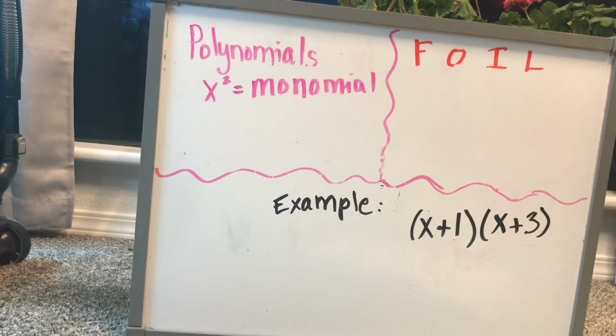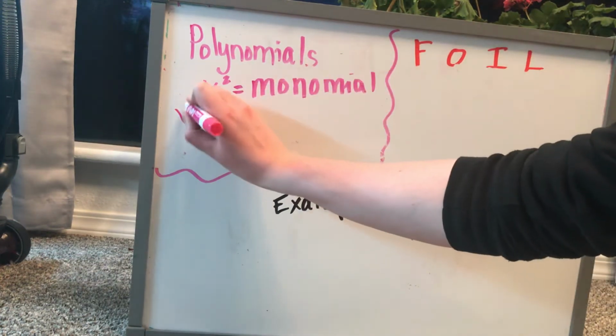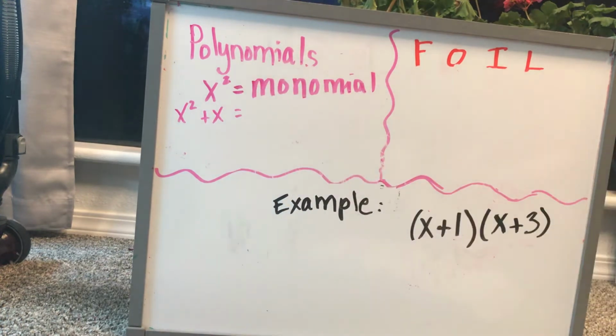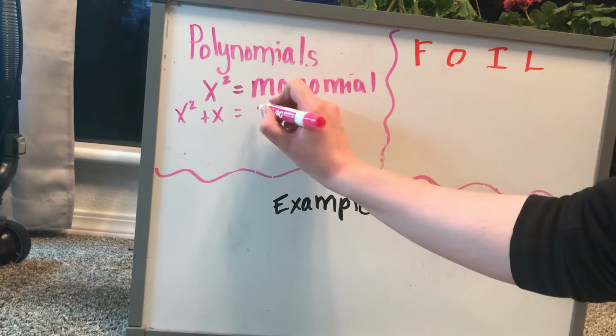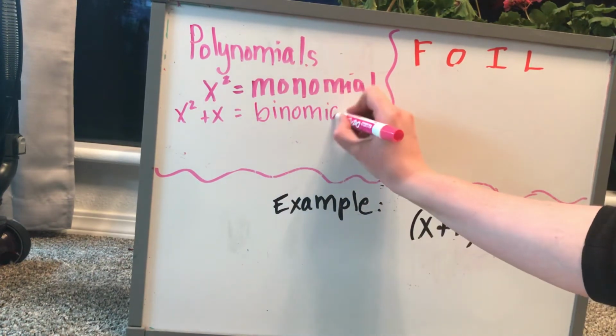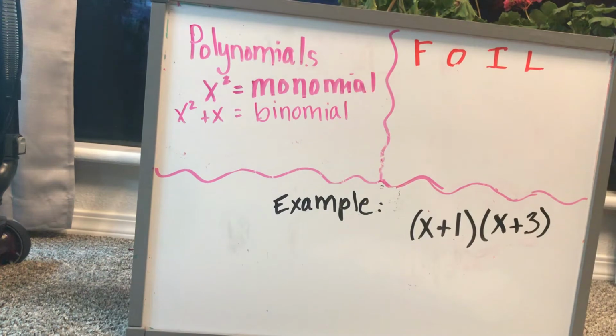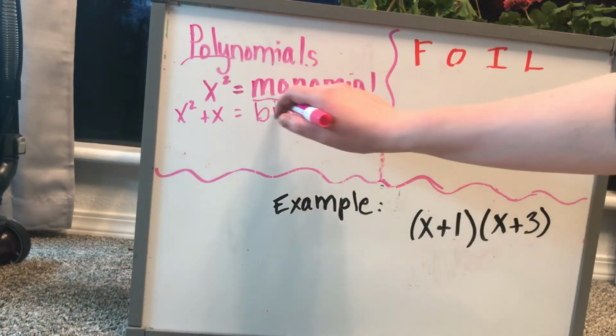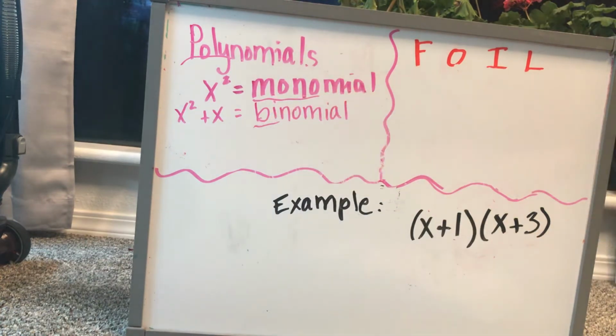If we have two terms, I'll give you an example. x squared plus x. This has two terms for it. This will be called a binomial. If you notice, they all kind of rhyme with polynomial. Poly means many, mono means one, bi means two. And if we're talking about three, tri is what's going to go in there.